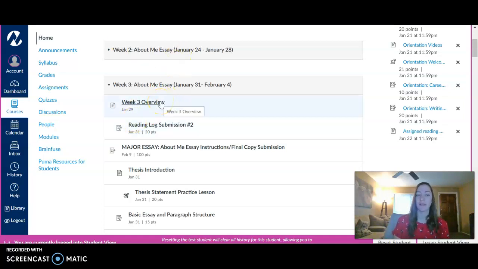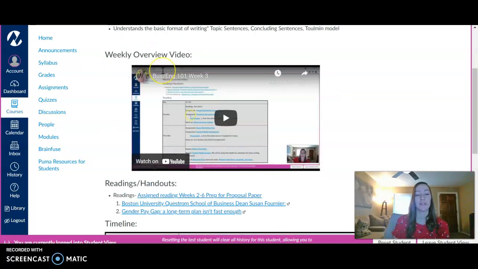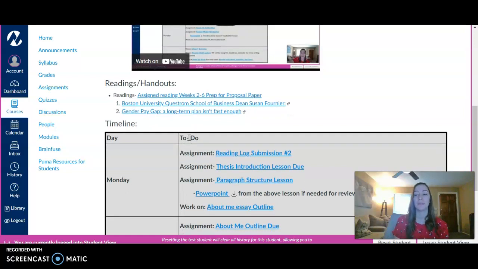So remember to navigate the class for the weekly overviews. That's where you're going to find all of the information that you need. So we have our objectives up at the top. Then we have our handouts and readings. We're doing 2 more readings for our proposal paper that we're starting in week 7.